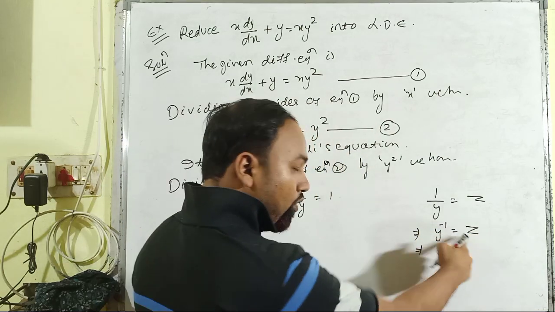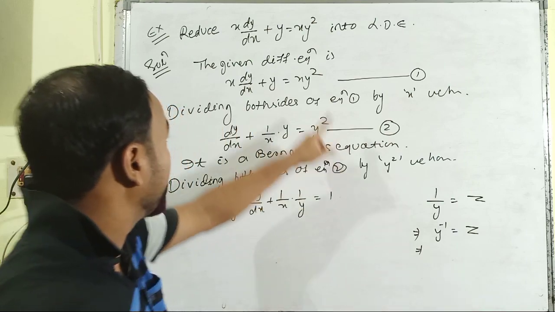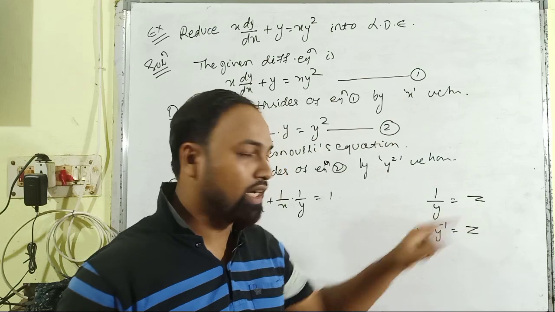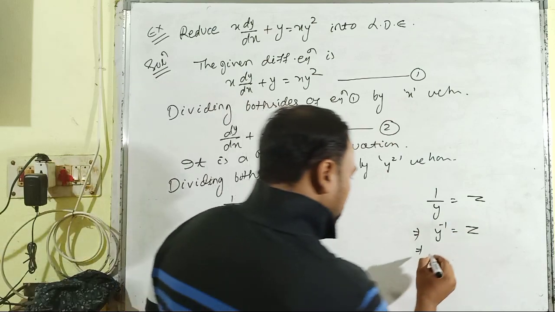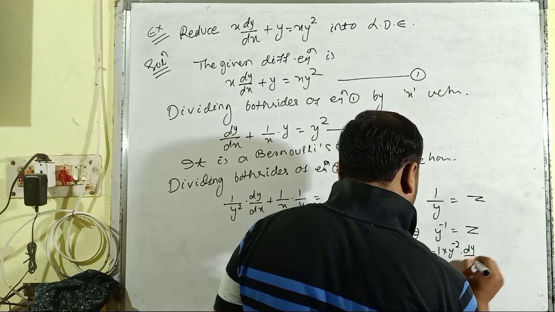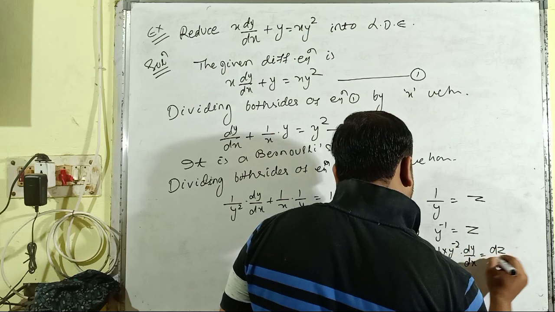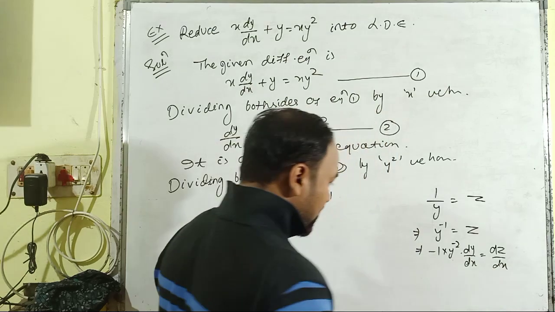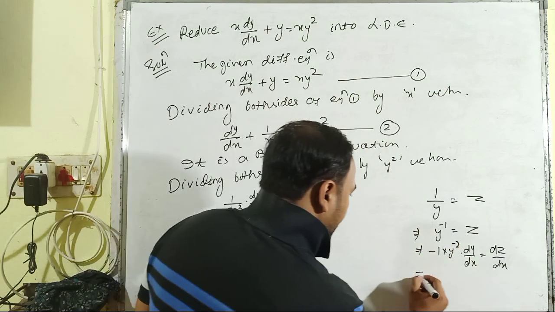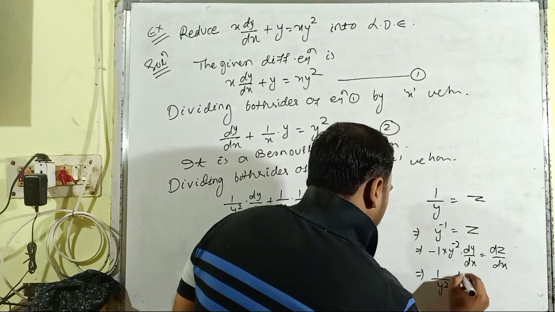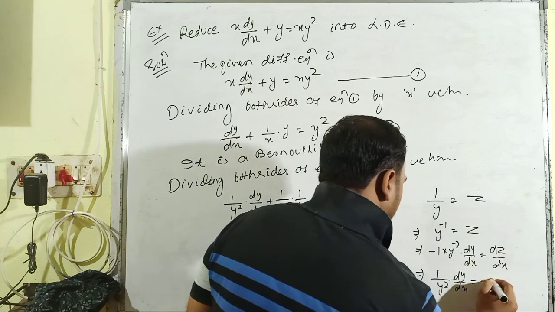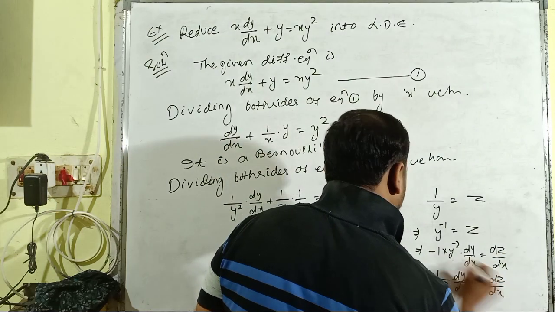Differentiating both sides with respect to x, because the independent variable in the given differential equation is x. So it is minus 1 multiplied with y to the power minus 2 dy upon dx, which is dz upon dx. Then changing the sign of the negative term, we have 1 upon y square dy upon dx. I have just taken this negative sign to the right hand side, and it is minus dz upon dx.